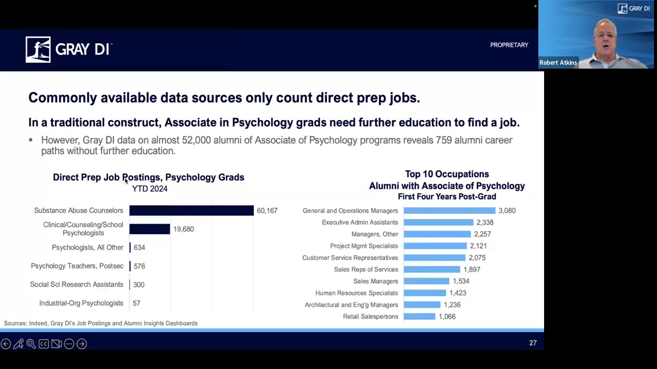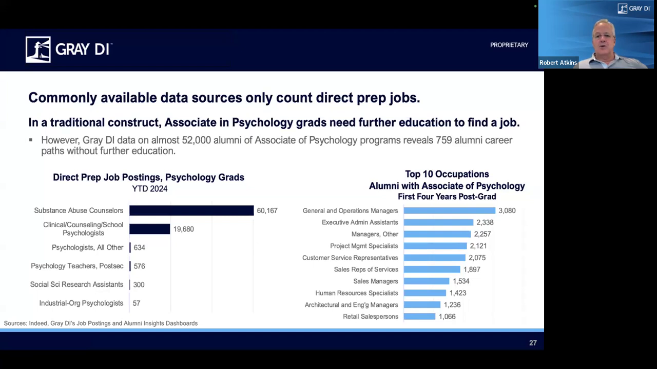And typically those crosswalks, and this starts with the National Center for Education Statistics, are very narrow in what they think a person can do. So if I'm looking at psychology, they think a person can go into substance abuse counseling, and there are 60,000 jobs there; clinical counseling; school psychologist, not a whole lot of jobs there; psychology teachers, not a lot of jobs there; social science and industrial and organizational psychologists. And that's it. So for our thousands and thousands of psychology graduates, according to this theory of the world, there are only 5 occupations that they can get jobs in.